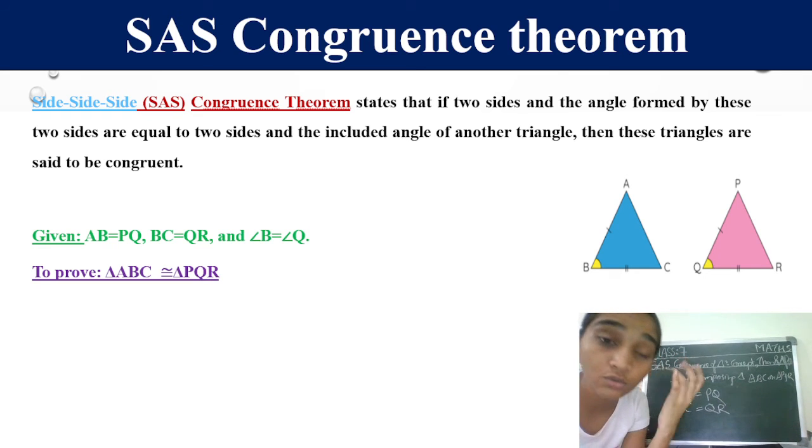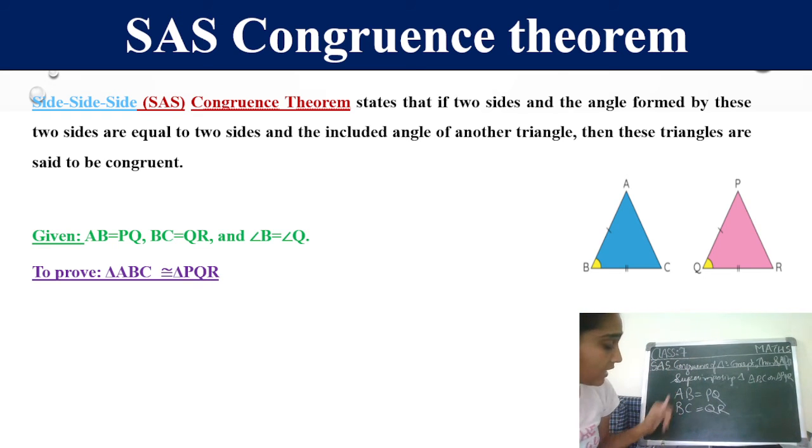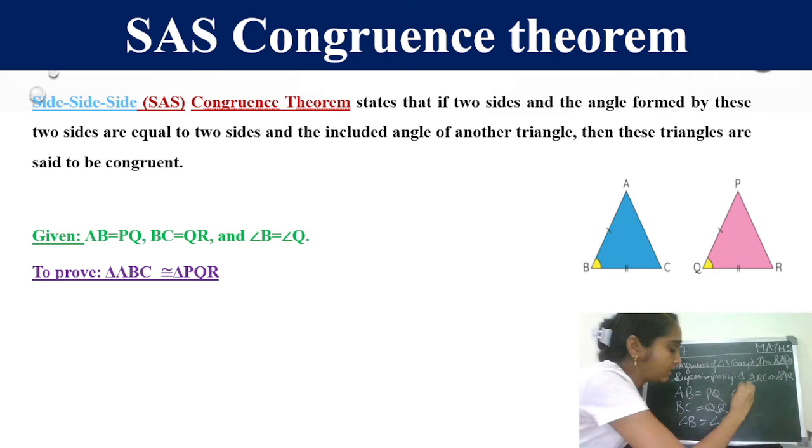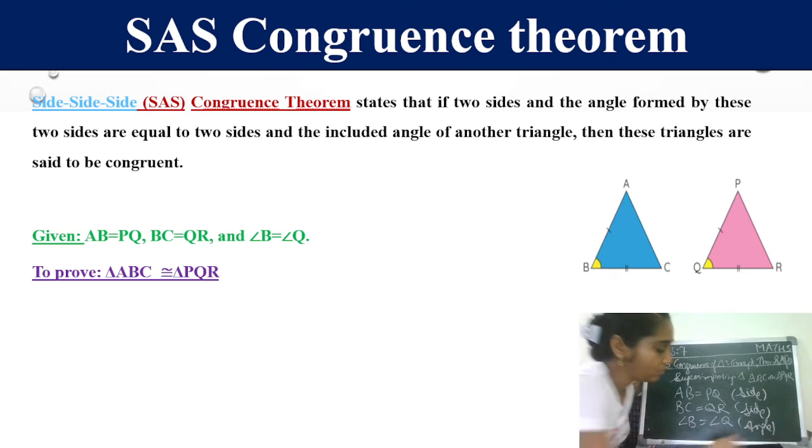And what about the one included angle between these two sides AB and BC? Yes, which is angle B and angle Q. So that will also be equal. Angle B will be equal to angle Q. Now students, you can say that this is a side, this is also a side, and this is one angle. So now we have three things. So we can say, yes, triangle ABC is congruent to triangle PQR. Okay?